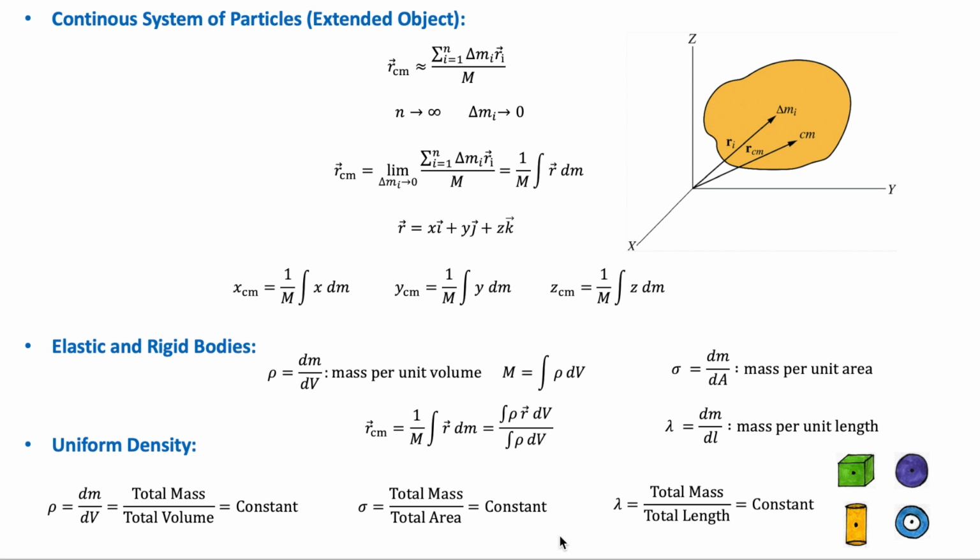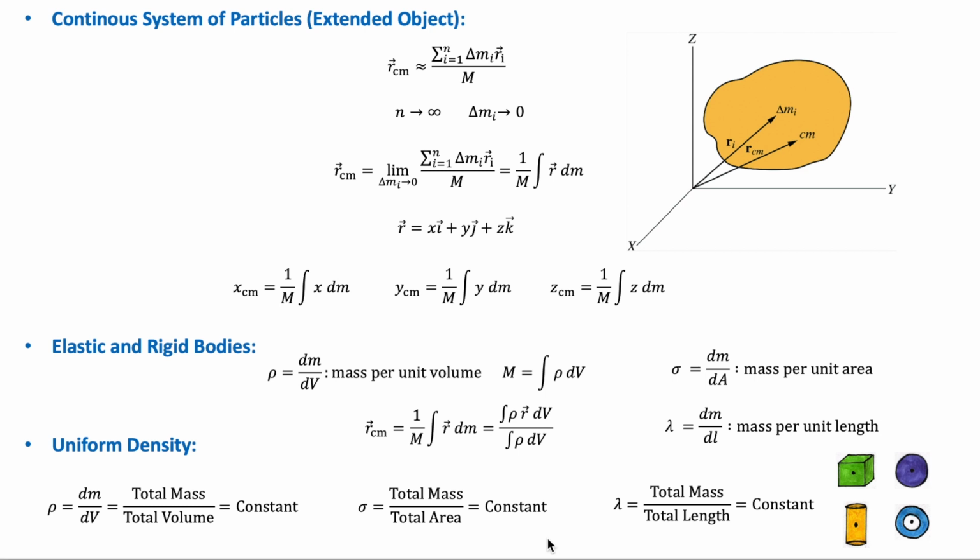So for a very large number of particles, when n goes to infinity, delta mi will go to 0, and so the position of the center of mass is equal to 1 over m times the integral of r dm. And in component form, it can be written this way. So let's consider now the difference between elastic and rigid bodies.